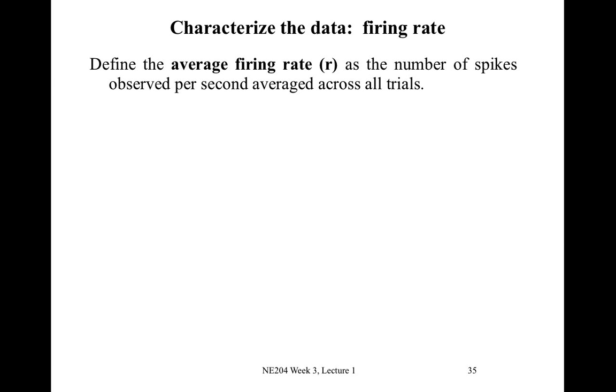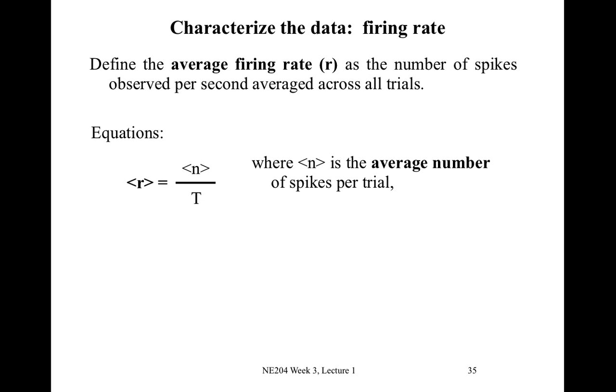We can also define the average firing rate as the number of spikes observed per second across all trials. So this is the average firing rate, where we're going to look at all trials of the data. And again, we can look at some equations. We're going to use angular brackets here to indicate an average. So we have the angular brackets around the little r. What is it equal to? It's equal to, in the numerator, the average number of spikes per trial, or the mean number of spikes per trial, which we computed earlier. It's this n in angular brackets, divided by the duration of the trial.